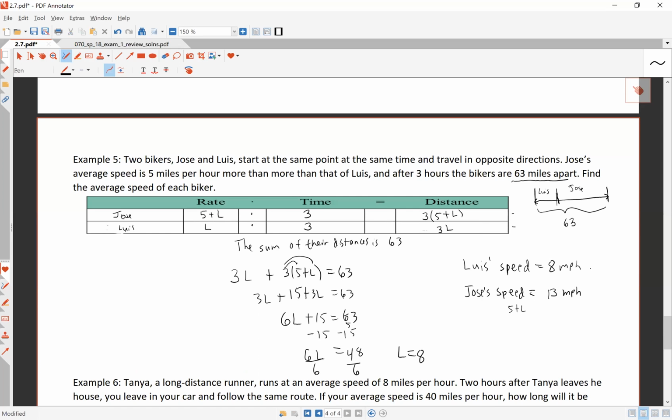Now we should make sure they got 63 miles apart, though. They travel for 3 hours, so 3 times 8 is 24. 3 times 13 is 39. 24 plus 39 is 63 miles apart.